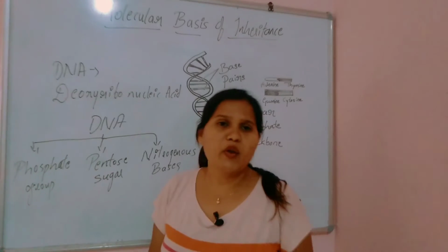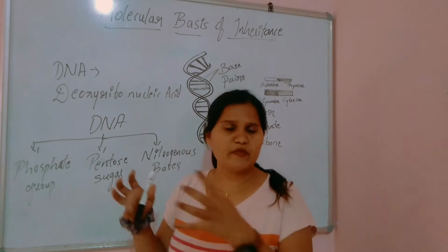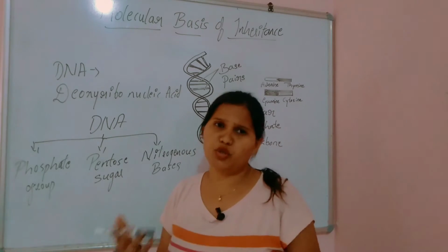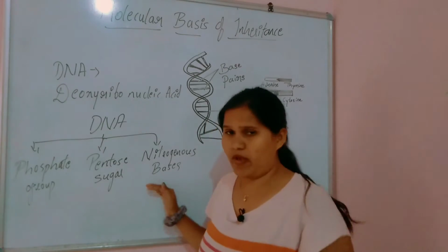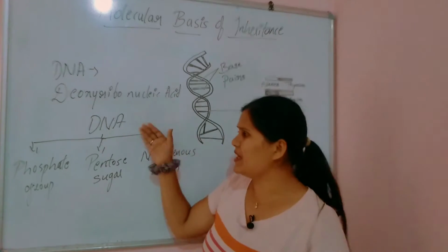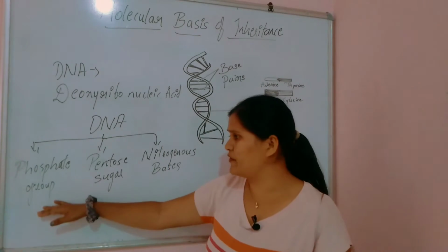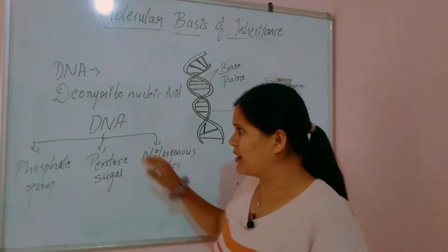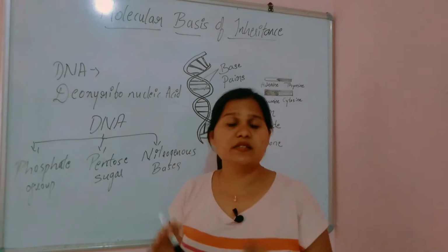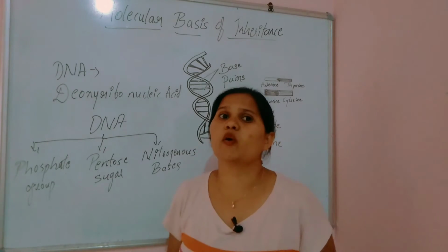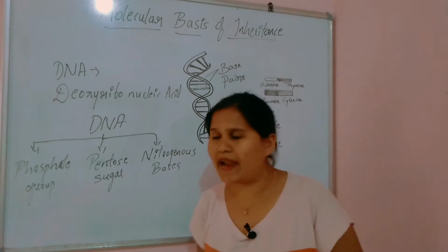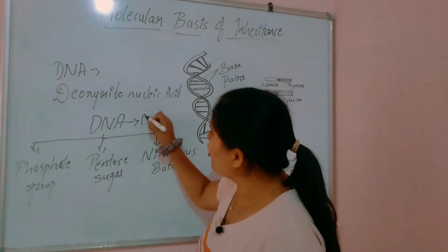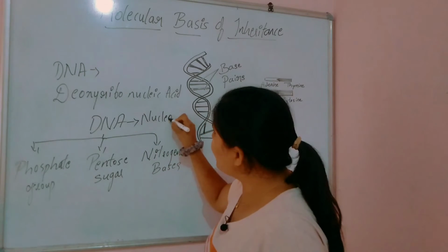As I said, to prepare tea we need ingredients like water, milk, sugar and tea powder. In the same way, to form DNA we need the phosphate group, pentose sugar and nitrogen bases. Before that, DNA is formed of what? Nucleotides. DNA is formed of nucleotides.